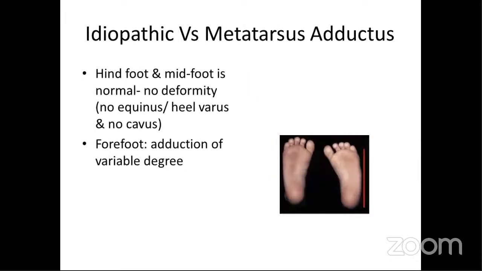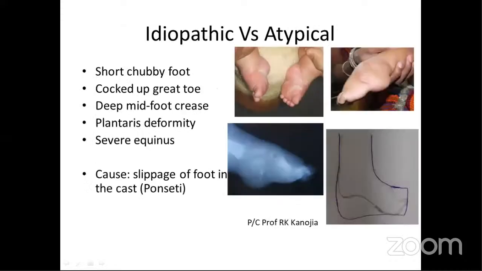Idiopathic versus metatarsal adductus. Now, what is metatarsal adductus? It is basically a condition where the hindfoot and midfoot are normal. There are no deformities in the hindfoot and midfoot. However, the forefoot shows adduction of variable degree. So you will be able to see a forefoot adduction, but there is no cavus and there is no equinus deformity when you examine the foot.